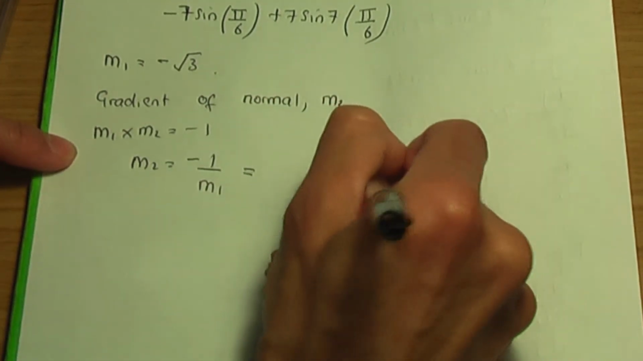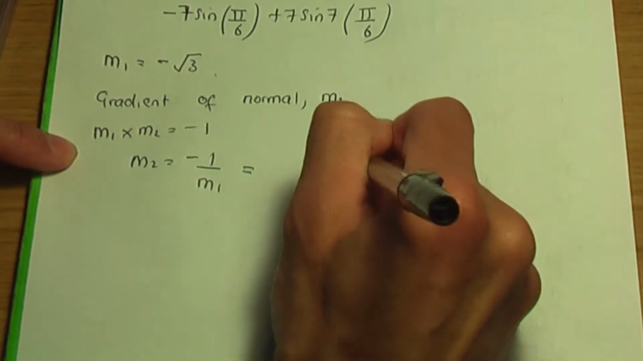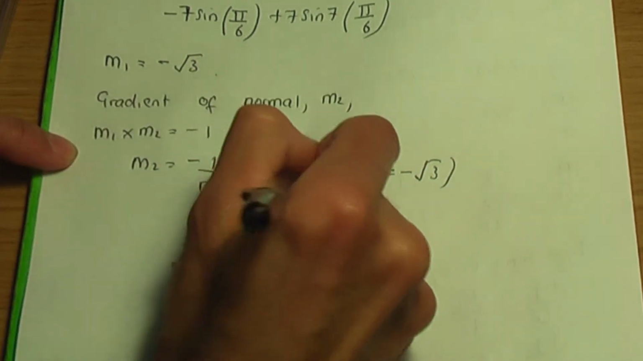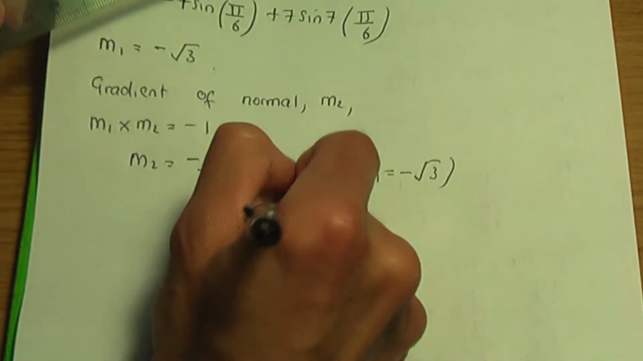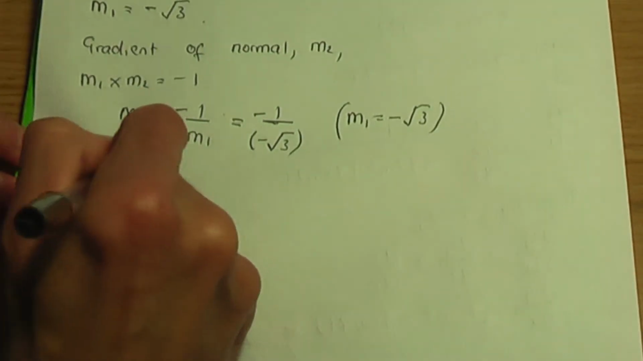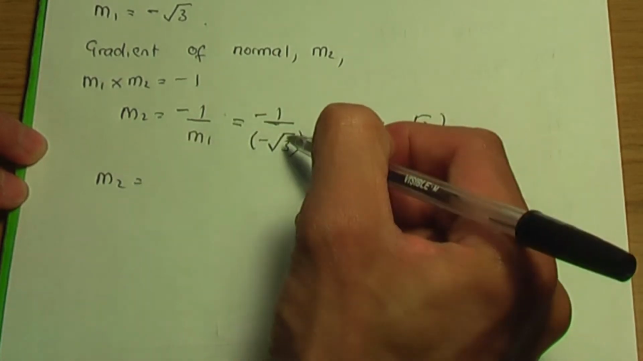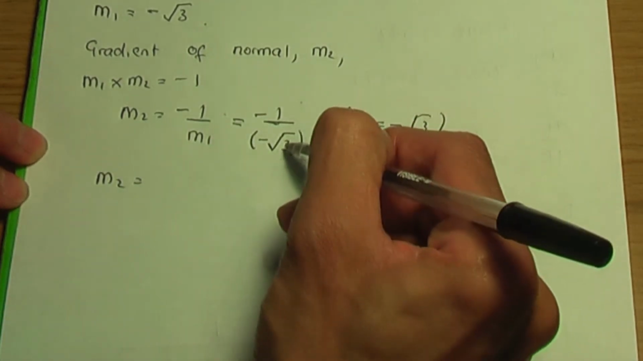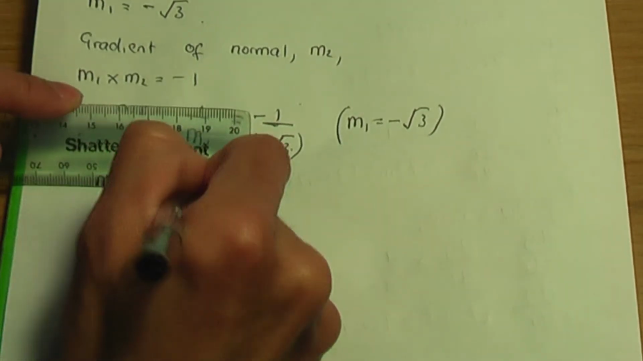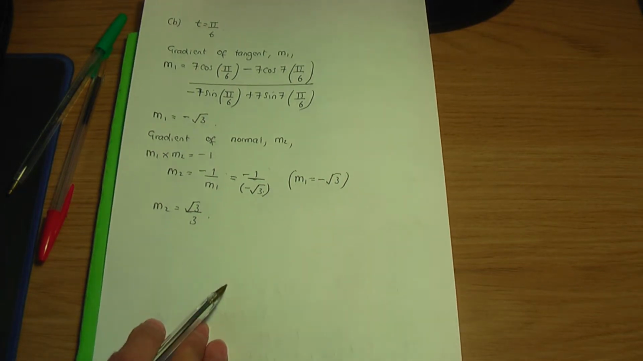Now m1, bearing in mind, we have that value of minus root 3. And if I replace in this rearranged form, I'll have minus 1 over minus root 3, and we can rationalise this. If you rationalise this by multiplying the numerator and denominator by root 3, you're going to end up with root 3 over 3. So root 3 over 3 is the gradient of the normal.